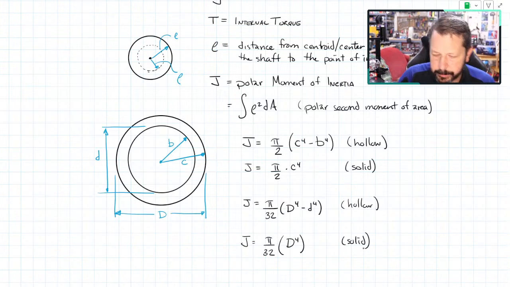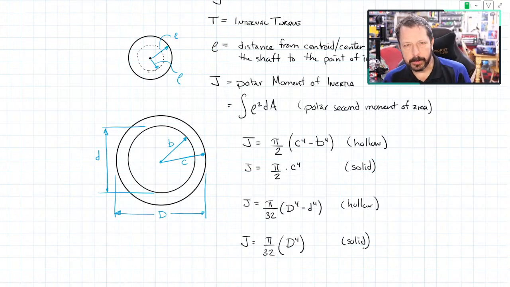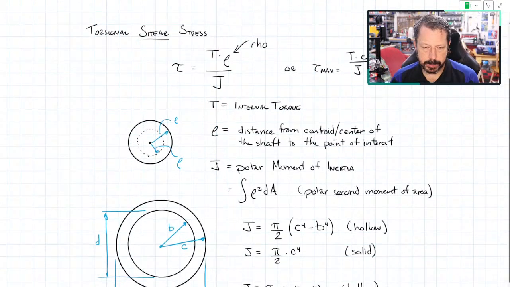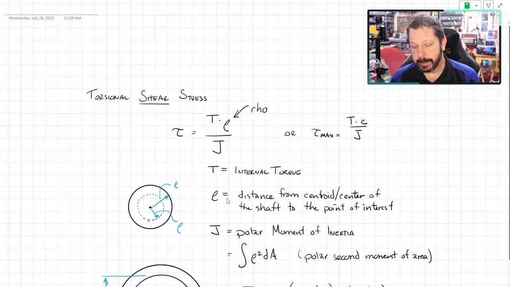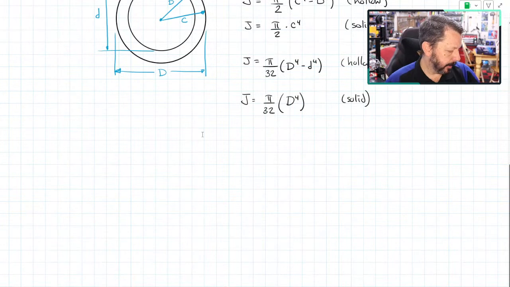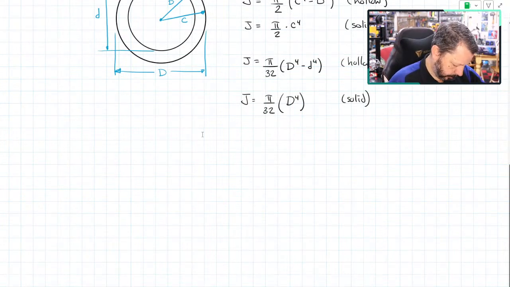So you'll use one of these 4 since we're only going to do round shafts, either tubes or solid shafts. So now we've got a value we can plug in for J, one of these 4. Rho is just a distance somewhere, and T is some kind of internal torque. So let's set up a problem, a really simple one, and solve it, and see where we can go from there.